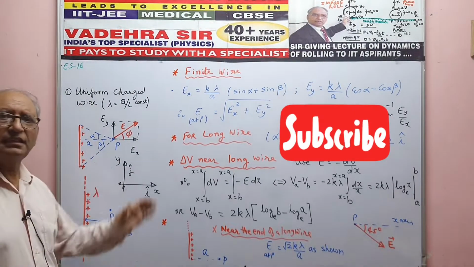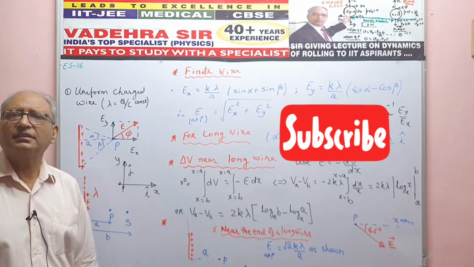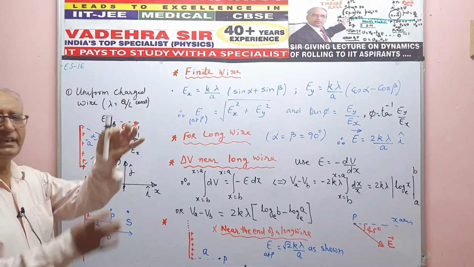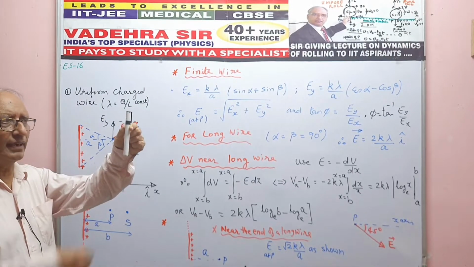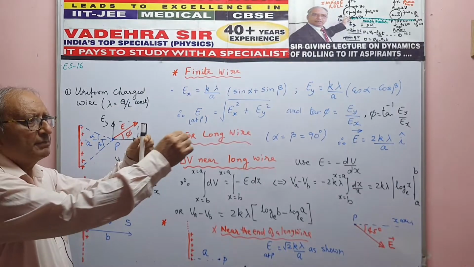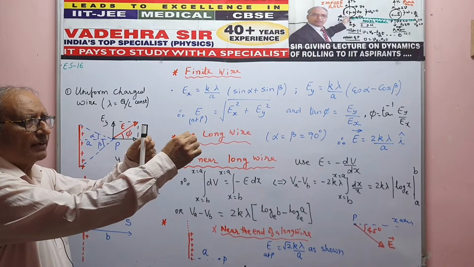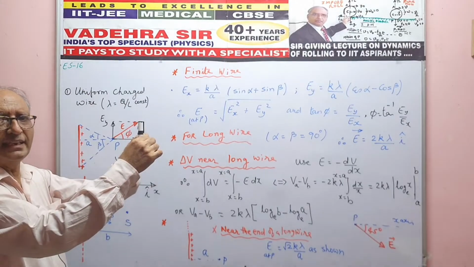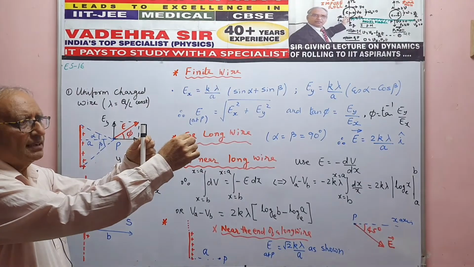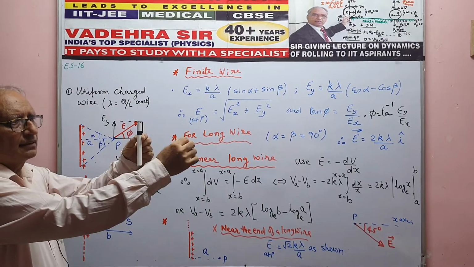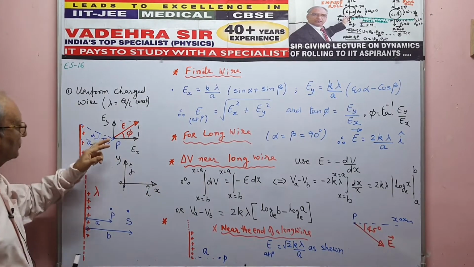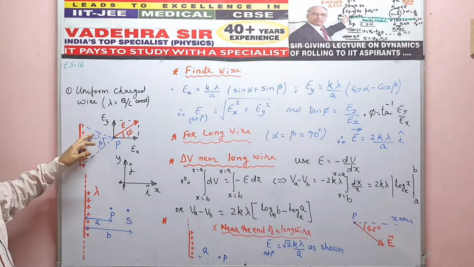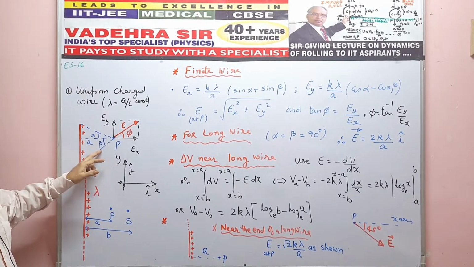The wire lies in the XY plane. First of all, I take the case of a finite wire. So lambda is constant here. The point P is here. If I drop a perpendicular from P on the wire, that perpendicular distance is A. From P, I join the upper end and the lower end, and those angles are alpha and beta.